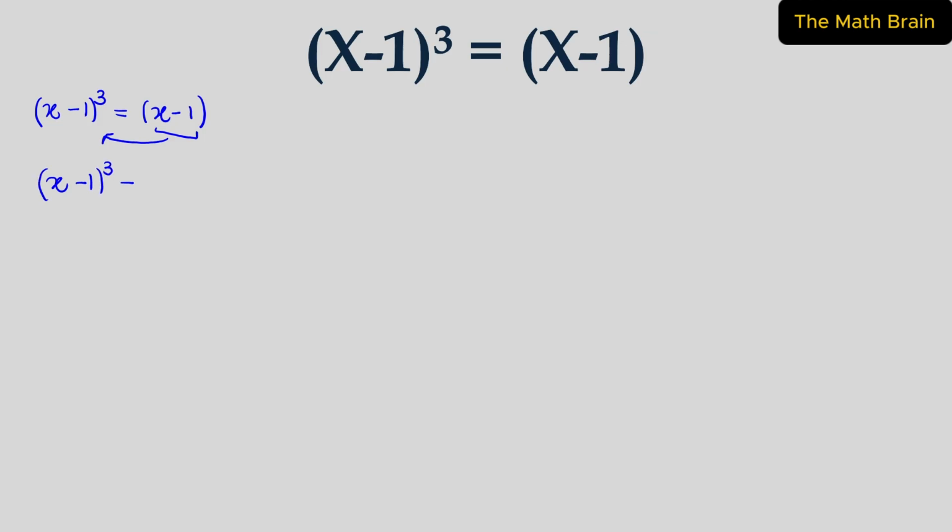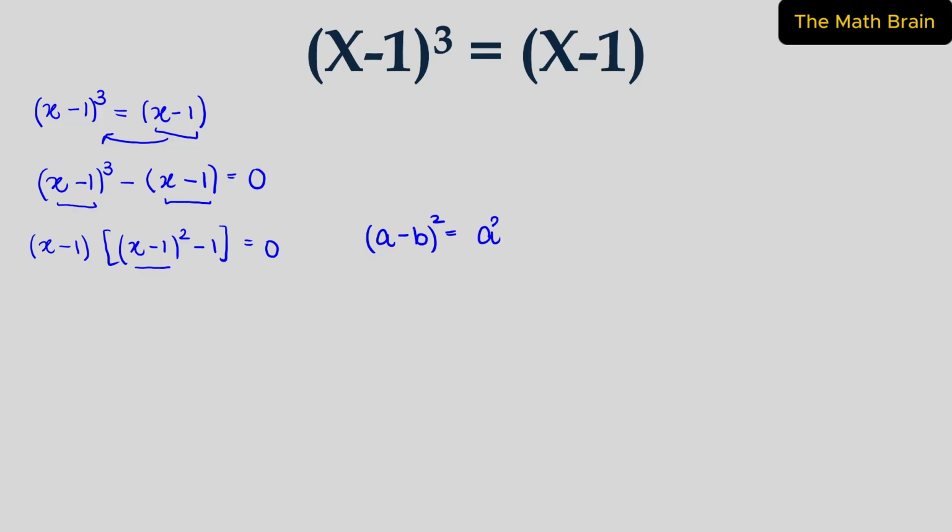minus (x minus 1) is equal to 0. Now we have x minus 1 here as well as here. What we are going to do is take x minus 1 common, and we are left with (x minus 1)((x minus 1) square minus 1) is equal to 0. We can apply the formula (a minus b) whole square is equal to a square minus 2ab plus b square here, and it will be (x minus 1)(x square minus 2x plus 1, and this minus will be here, and minus 1) is equal to 0.